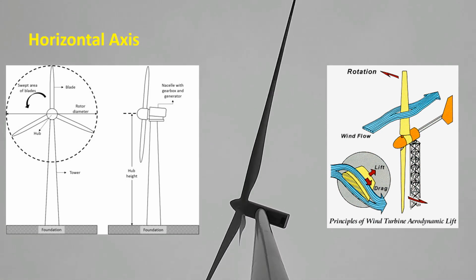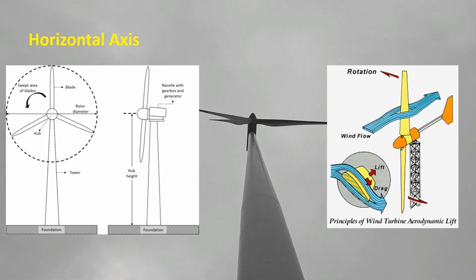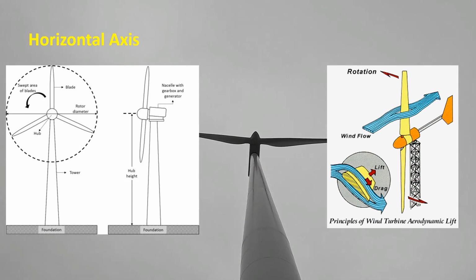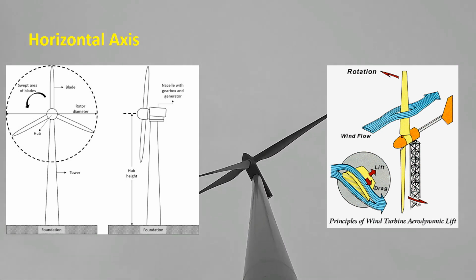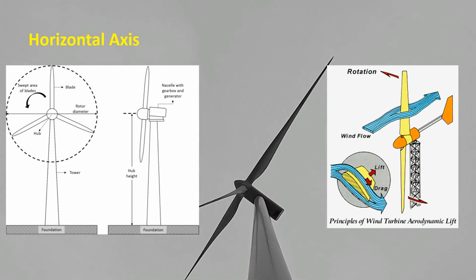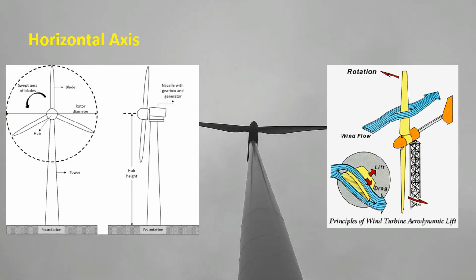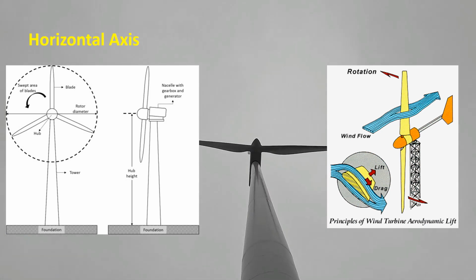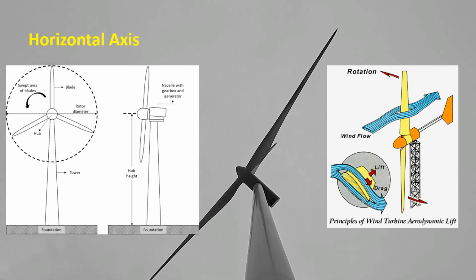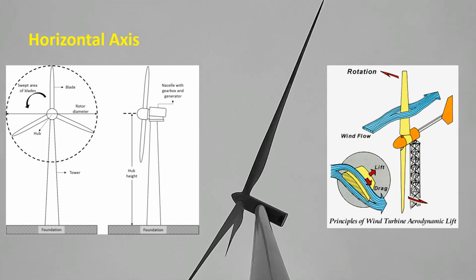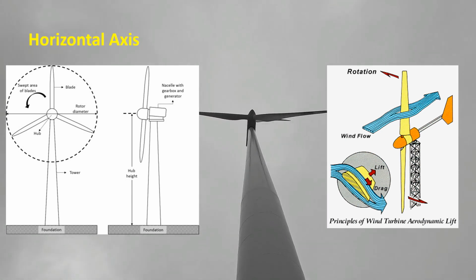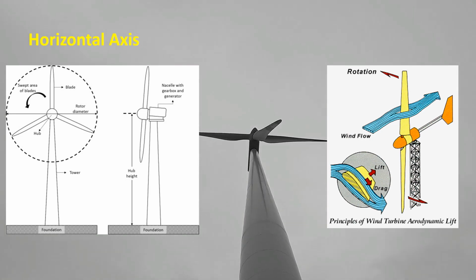To maximize energy capture, the horizontal axis wind turbine needs to align itself with the direction of the wind. The yaw system allows the entire nacelle to rotate horizontally, facing into the wind. An anemometer and wind vane help determine the wind direction, and the yaw drive adjusts the nacelle's position accordingly.